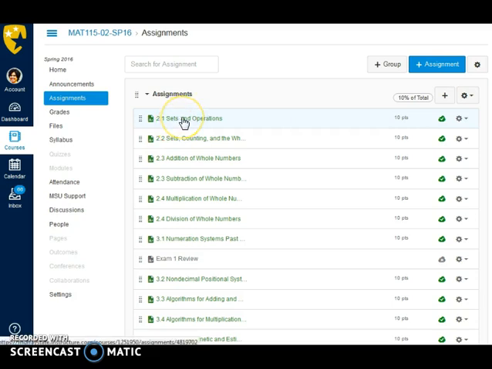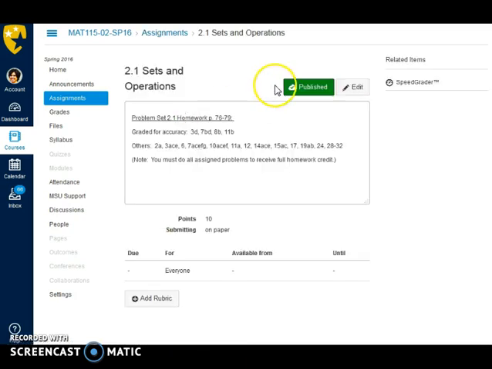So if you wanted to do the 2.1 homework, after we finish the lecture and get through all of the notes, you'll go to 2.1, sets and operations, and this is the assignment you're going to do. The graded for accuracy were the 5 problems that I was talking about that I would like you to put at the beginning of the homework. The others are also to be done in order to get the full credit for that assignment. If you don't do all the homework, then you won't get the full credit.